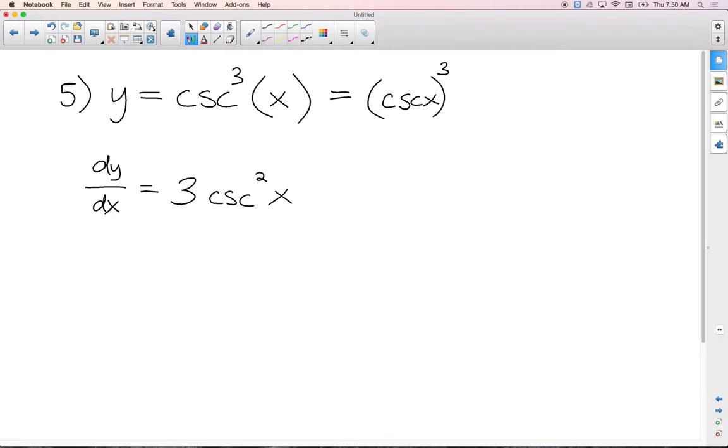Second x. Yes, because that's evaluated at the inside. We didn't change the cosecant x yet. A lot of people want to change the cosecant x as you go. They want to multiply by the derivative of cosecant x. You can't do that yet.